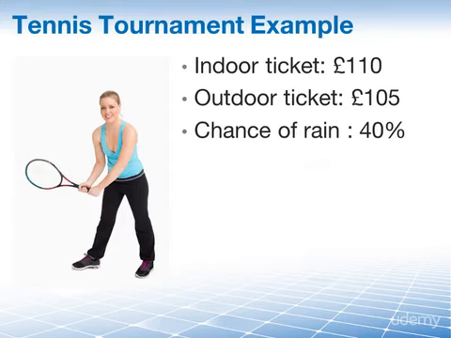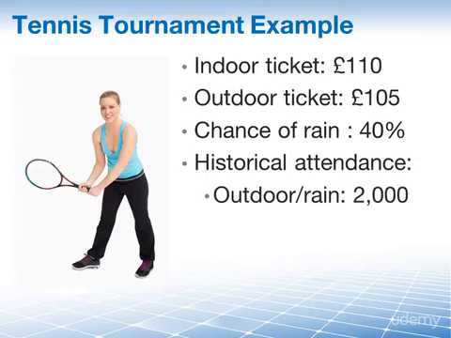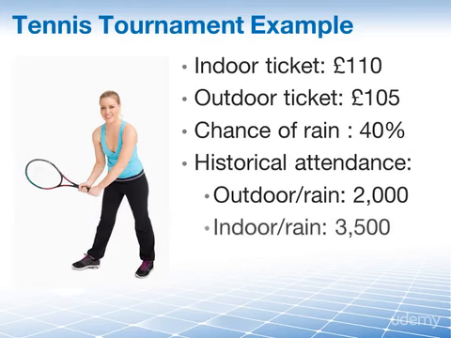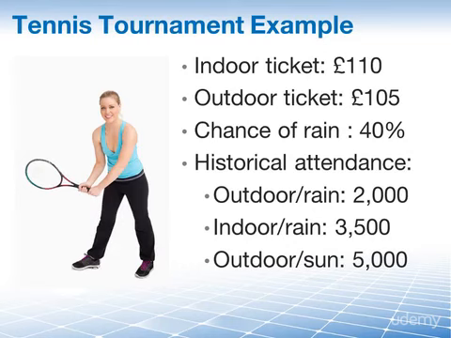We also have the historical attendee numbers. We know that if it's outdoor and it rains, we have about 2,000 attendees. If it's indoor with rain, 3,500. If it's outdoor with sunshine, we have 5,000 people. And if it's indoor with sunshine, we have 4,000 people, because who wants to go to an indoor tennis tournament if the sun shines? Your job now is to make as much money as possible from this tournament.